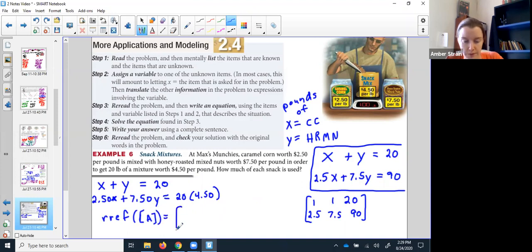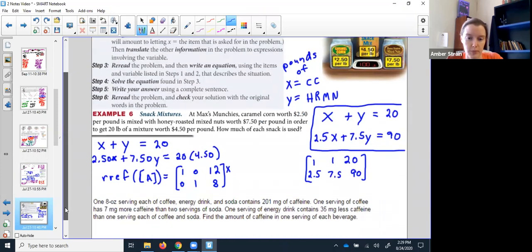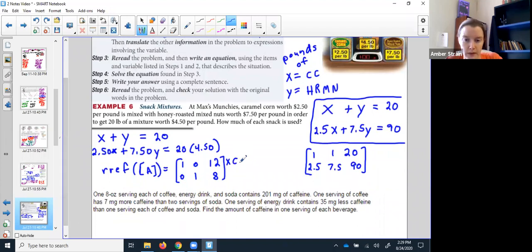And it should give you a matrix that looks like this, where you have 12 and 8. Double check. Yep. So here's where, like I was saying, if we didn't label things, it could be very confusing. So this tells me that the X was the 12, which means that the caramel corn would have been 12 pounds. So right here, I bought 12 pounds of caramel corn and 8 pounds of honey roasted mixed nuts.